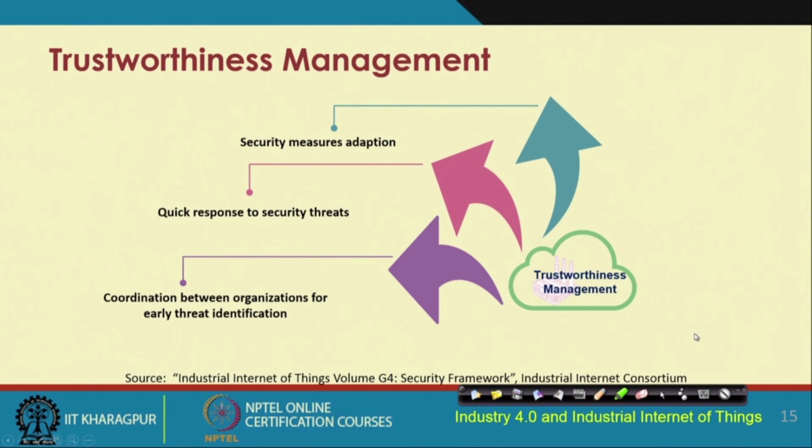So, trustworthiness is very important and you have to manage the trustworthiness. For trustworthiness management, you have to consider these three different things. Number one is security measures for adoption, then the quick response to the security threats, and the coordination between the organizations for early threat identification. These are the three different measures that will have to be taken in order to manage trustworthiness in IIoT.